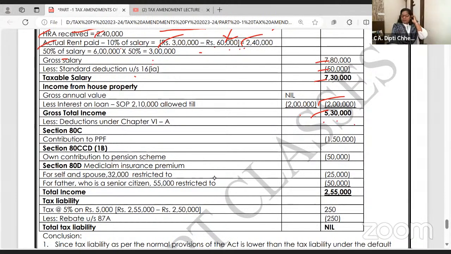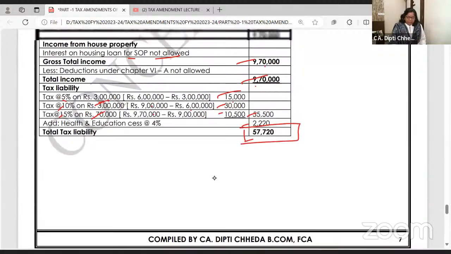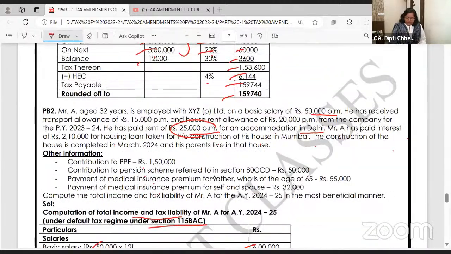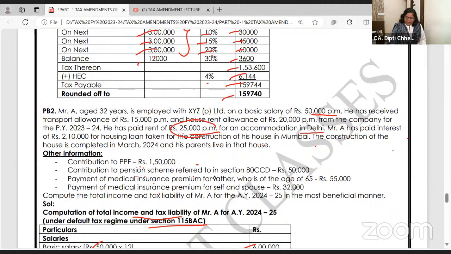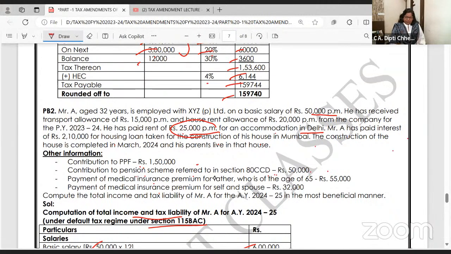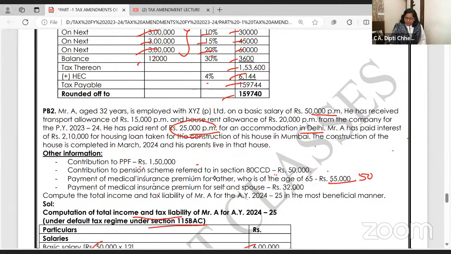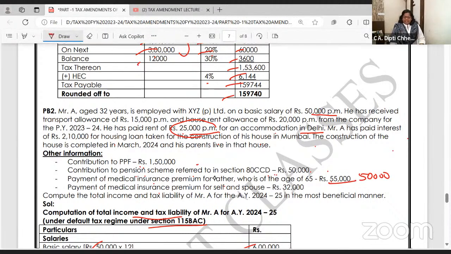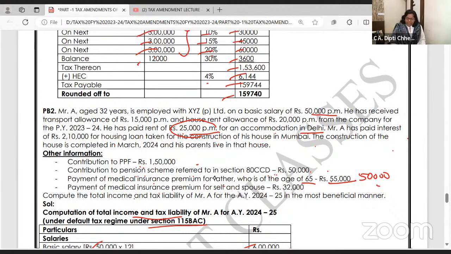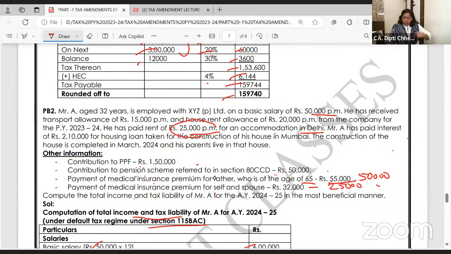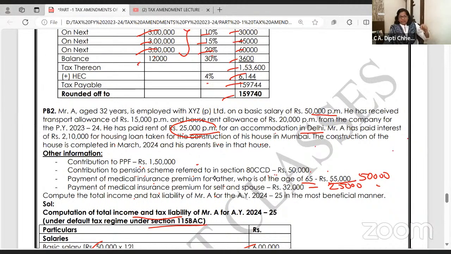Deductions. 80C. Contribution to PPF 1,50,000. Yeah, he's put the money in PPF 1,50,000. Pension scheme 80CCD 50,000. Okay. Payment of medical insurance for father is 55,000, but for parents, how much is allowed being senior citizen? 50,000. For self and spouse, 32,000, but how much is allowed? 25,000. If you are also senior, then mediclaim for the individual 50 and for the parents also 50.